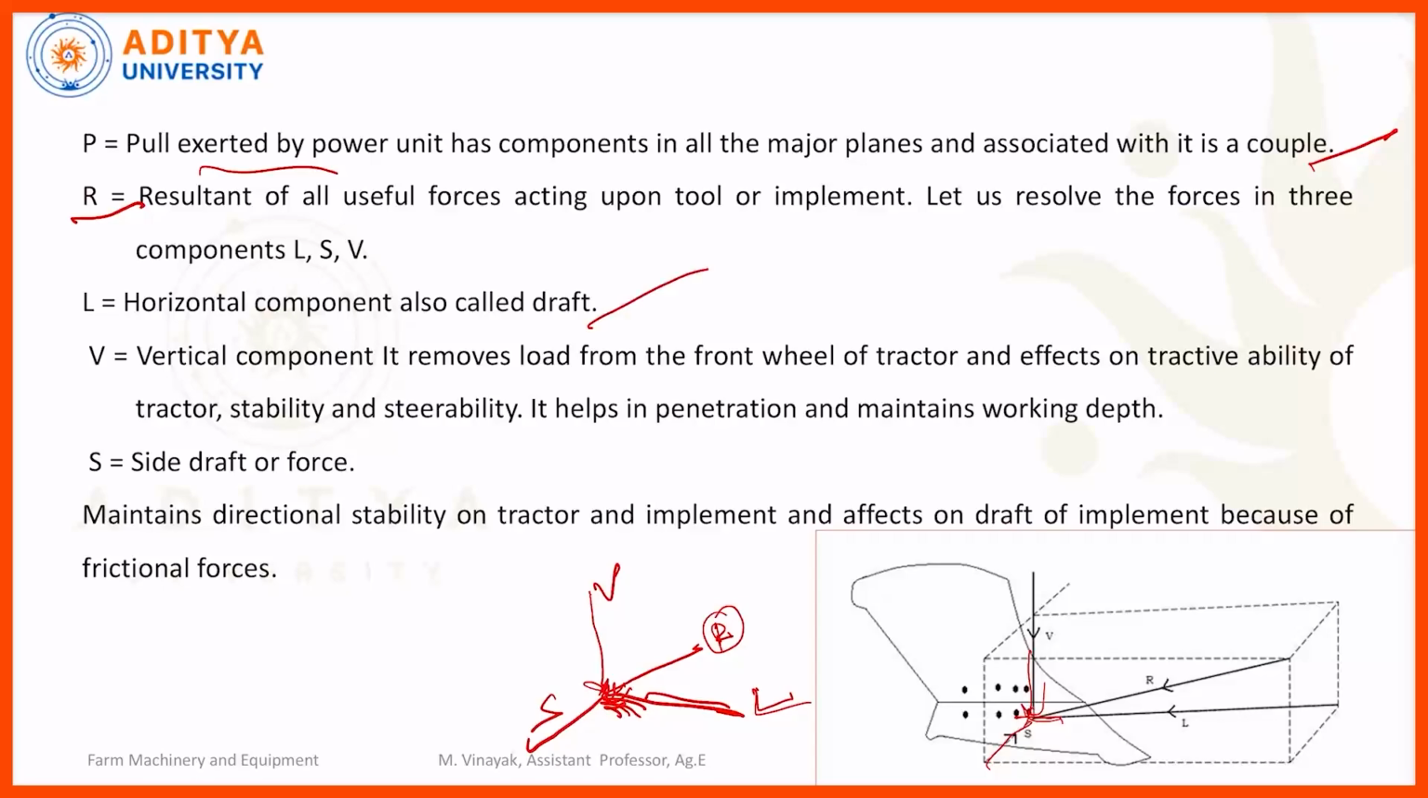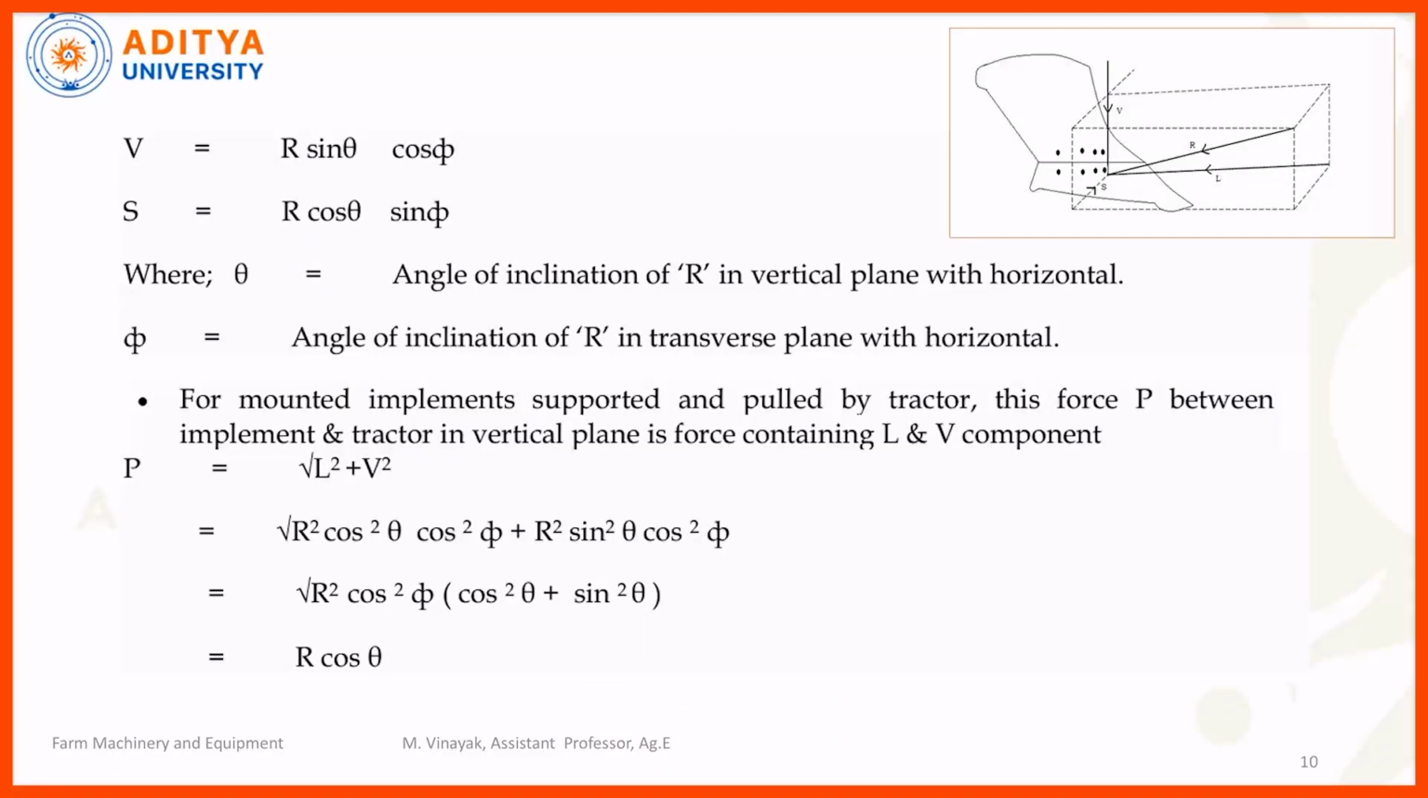So, V is nothing but the vertical component. It removes the load from the front wheel of the tractor and affects the tractive ability of the tractor. S is the side draft or side force acting on the implement. Here we can see some of the equations regarding the forces acting on the tillage implement. So, V equal to the vertical force, R sin theta and cos phi, and S is the side draft, R cos theta and sin phi.